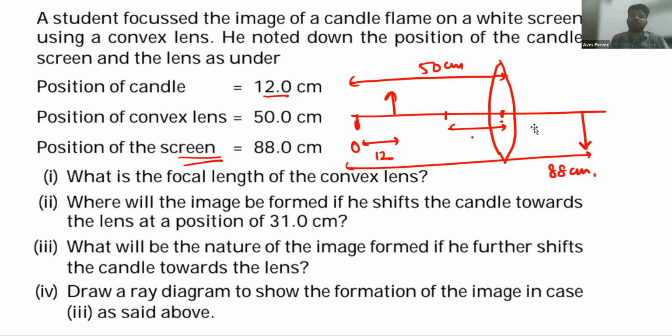Can anybody in the class give me the exact value of u? And what should be the value of v here? According to this data, we always calculate the value of u and v from the lens. Is it 50 minus 12? Actually we don't need to calculate from here. Always calculate from the lens.